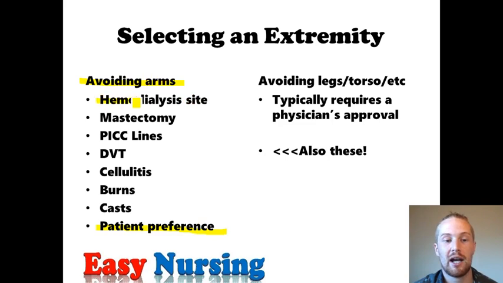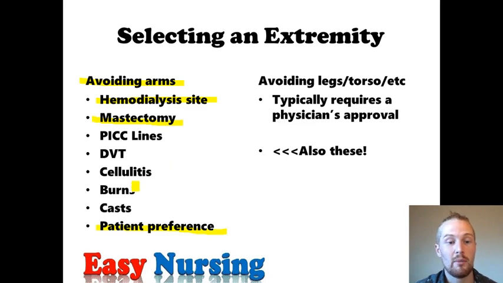Now, that's not always the case though, because sometimes you just have to completely avoid an arm, such as if there's a hemodialysis site in an arm, because you don't want to accidentally damage the site by poking any of the veins around it. A patient, if they had a mastectomy, you don't want any damage to that arm because that arm has poor healing, and if you damage it, it could become infected easily.